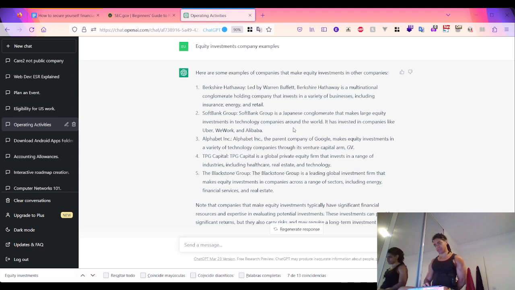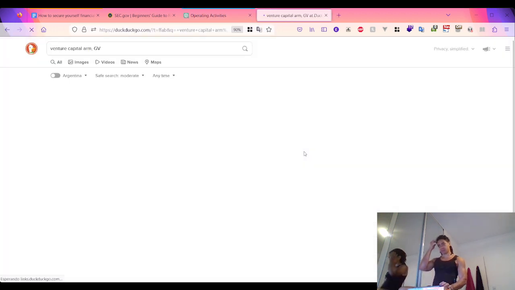So SoftBank has invested in companies like Uber, WeWork, and Alibaba. Alphabet is the parent company of Google and makes equity investments in a variety of technology companies through its venture capital arm, GV.